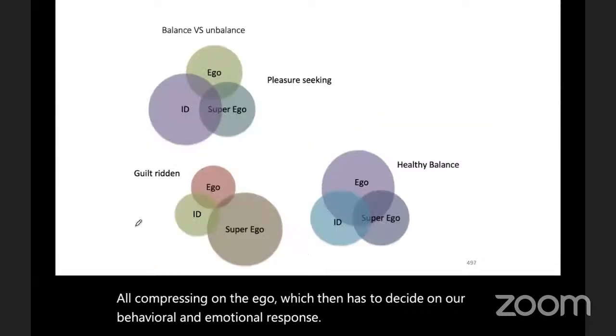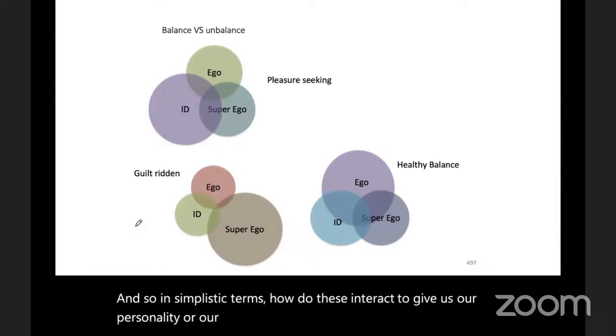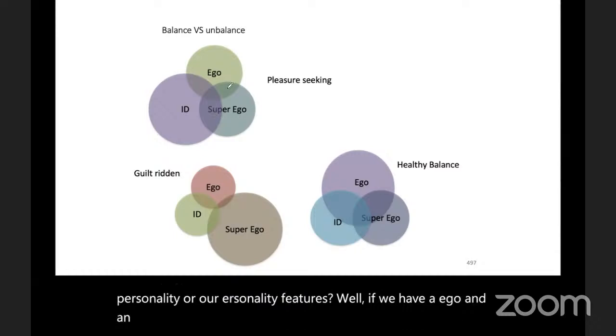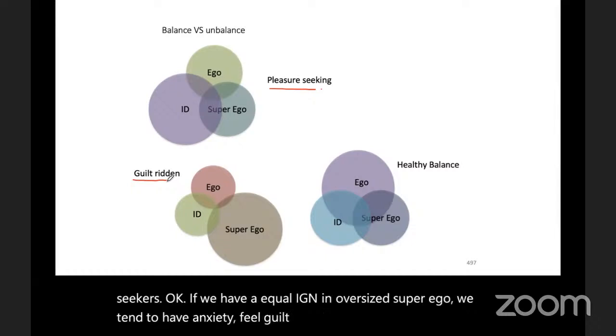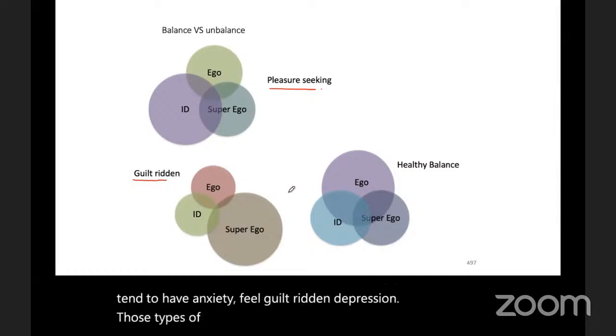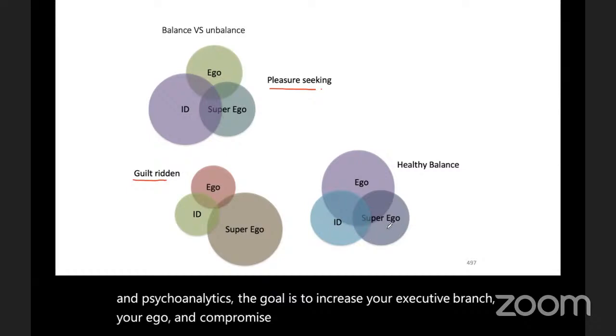So in simplistic terms, how do these interact to give us our personality or our personality features? Well, if we have an oversized id and an undersized ego, we tend to be pleasure seekers. If we have an equal id and an oversized superego, we tend to have anxiety, feel guilt-ridden, depression, those types of things. And then if you look at Freudian therapy and psychoanalytics, the goal is to increase your executive branch, your ego, and compromise between your id and your superego.